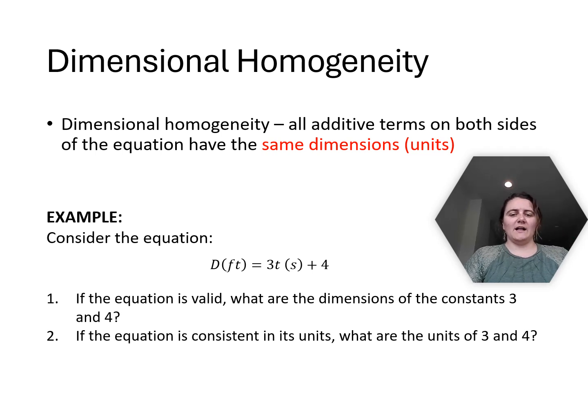So if this equation is valid, we want to know what are the dimensions of 3 and 4 if we have consistent units. So remember, when we talk about dimensions, we're talking about length, time, mass, that type of thing. And units are the actual things like feet, seconds, hours. So take a second to pause this video, answer this question for yourself, and I'll show you the solutions on the next slide.